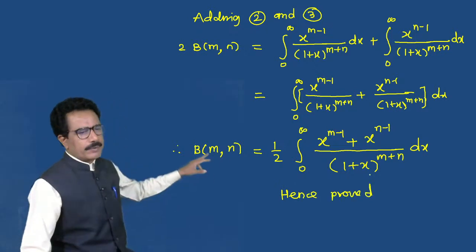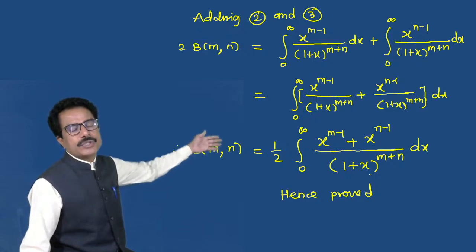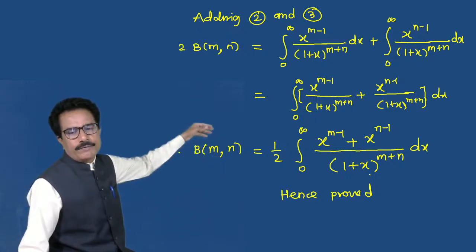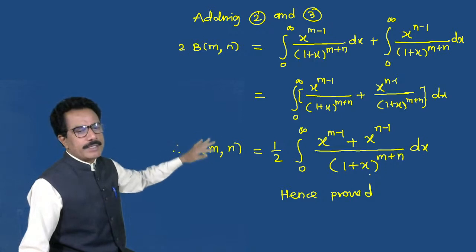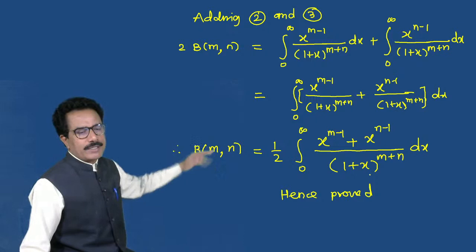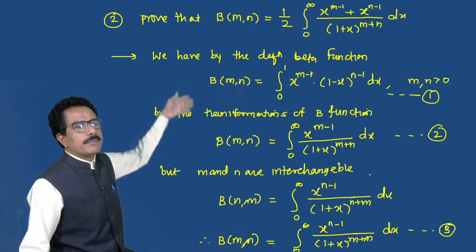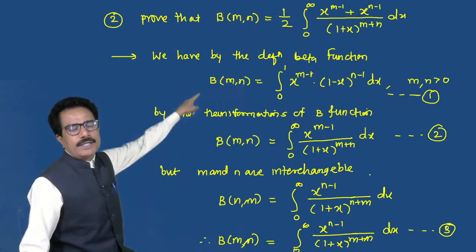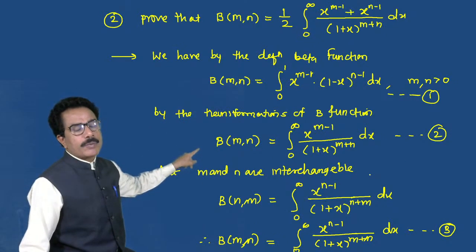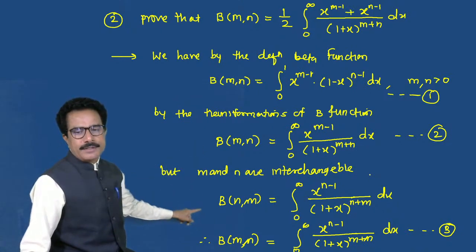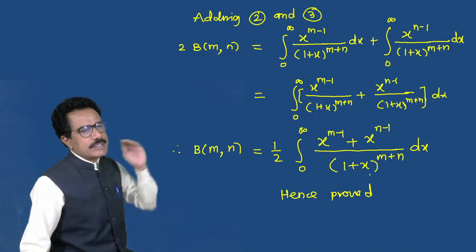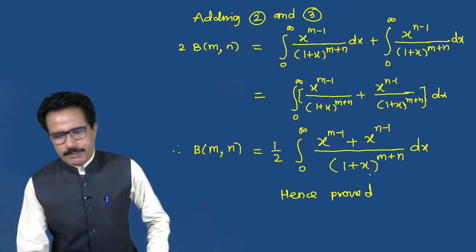This is the required proof, that is beta of m comma n is equal to 1 by 2 integral from 0 to infinity of (x raised to m minus 1 plus x raised to n minus 1) divided by (1 plus x) raised to m plus n. In this way we can prove this. Actually this is the definition of beta function, this is the transformation of a beta function. We can interchange m and n, so we can write this, and adding these two terms we will get the required proof. Okay, is it correct, students?